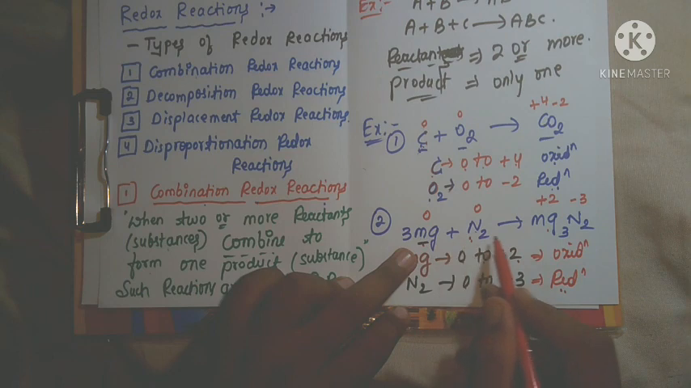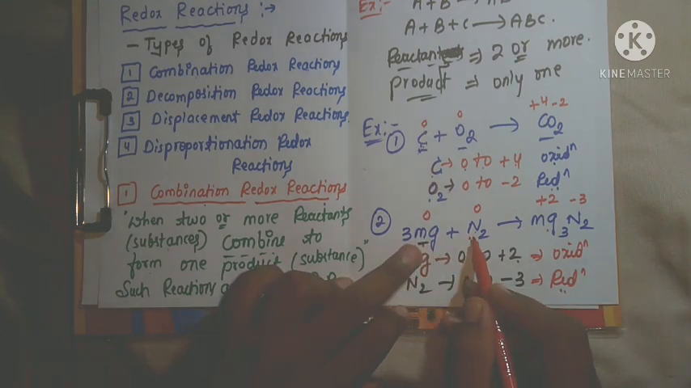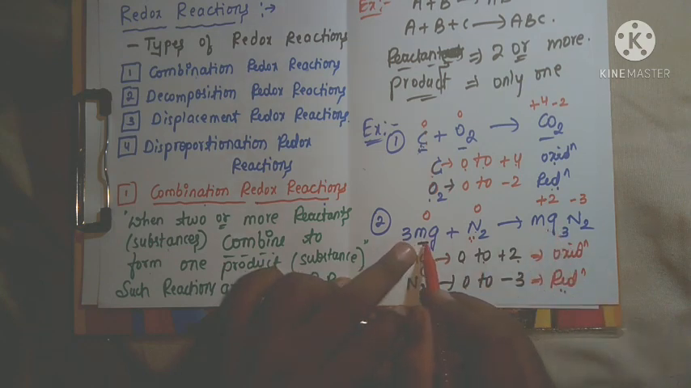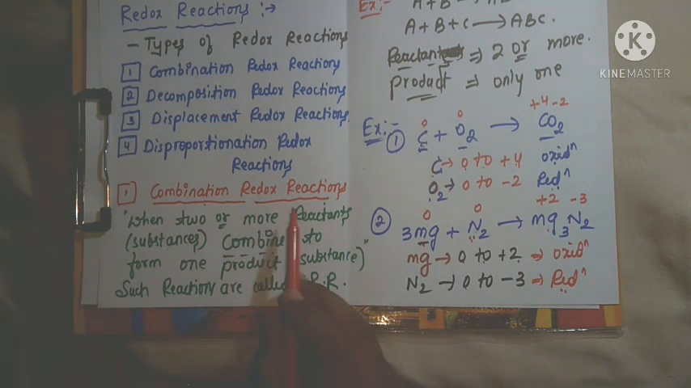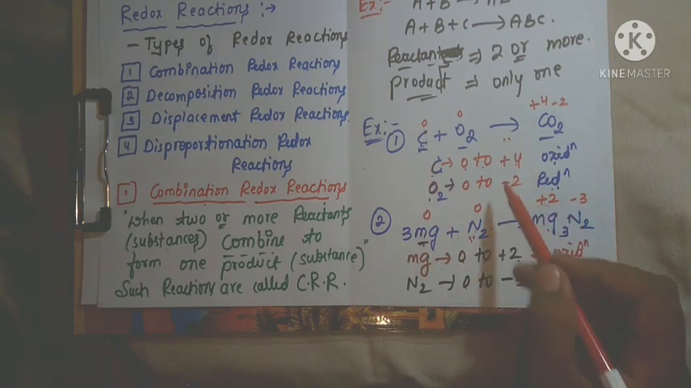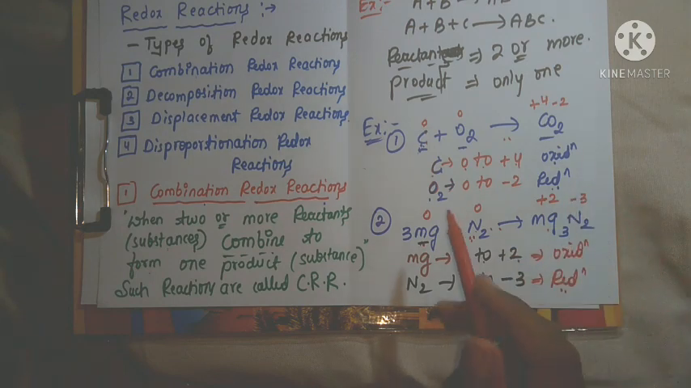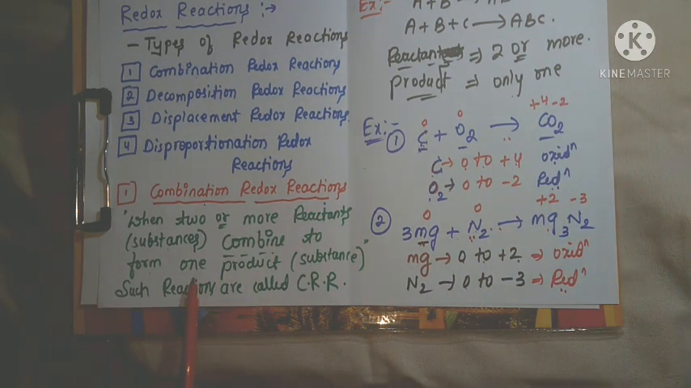Therefore it is an example of a redox reaction. Again, which type of redox reaction? How many reactants are there? Two reactants. And how many products? One product. This product is forming by the combination of these two reactants. Therefore it is a combination redox reaction. These two are examples of combination redox reactions. Just remember, a combination redox reaction means two or more reactants and only one product.